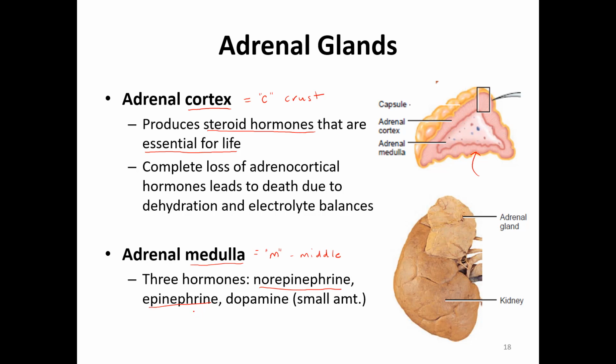Unlike the hormones that come from the adrenal cortex, the hormones that are released from the adrenal medulla are not essential for life, but they help to intensify or enhance our body responses. I'm talking in particular about epinephrine and norepinephrine. These also have other names. You might have heard adrenaline or noradrenaline. Adrenaline is another way to refer to epinephrine, and noradrenaline is another way to refer to norepinephrine.